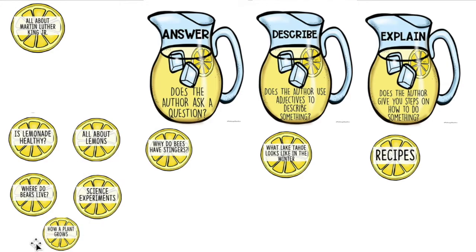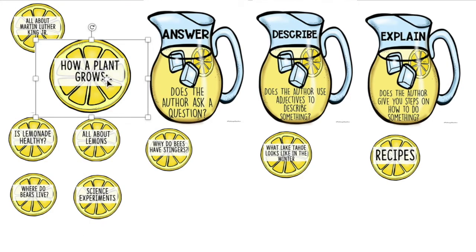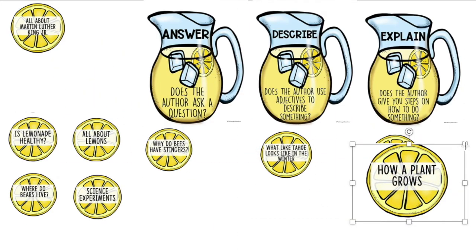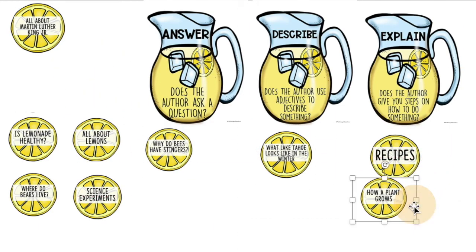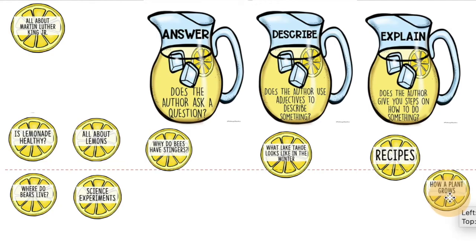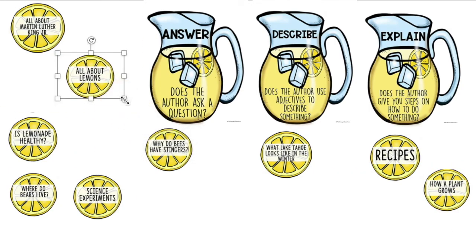Now you're going to help me. How a plant grows. What do you guys think? Where should this go under? Can it go under answer? Is it answering a question? Describe, is it describing something with adjectives? Or could it be explain? Is it giving you steps? You're right, it would go under explain because it's going to give you steps on how a plant grows. Good job, guys.